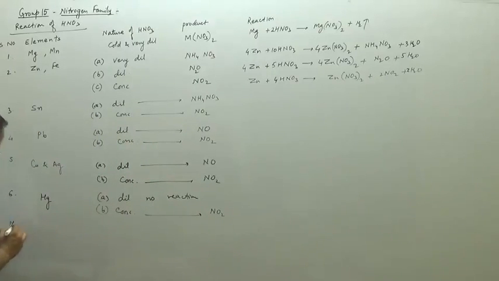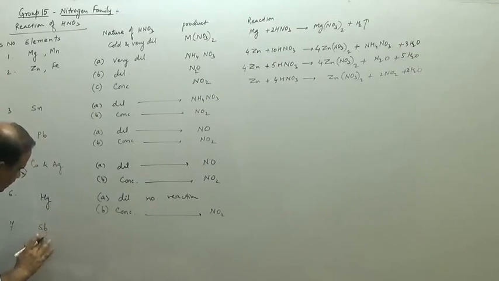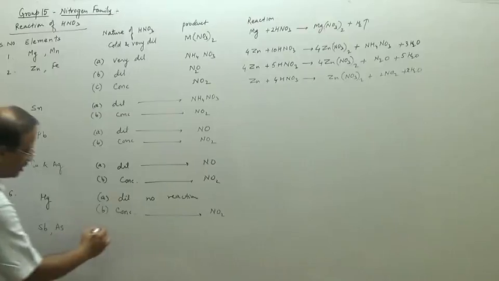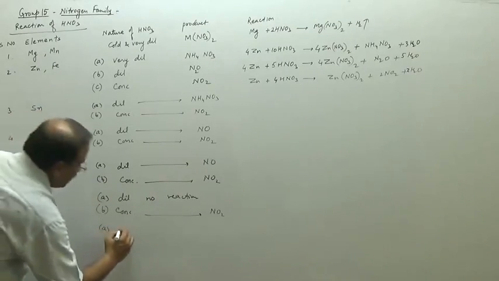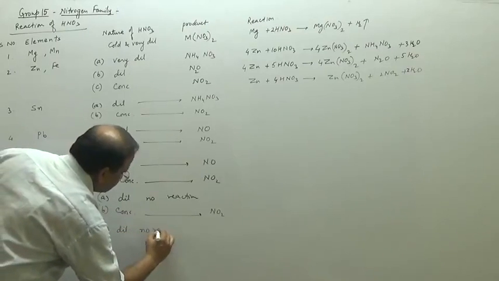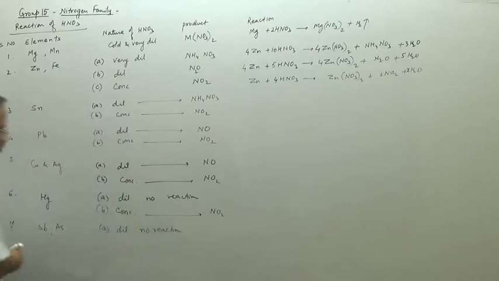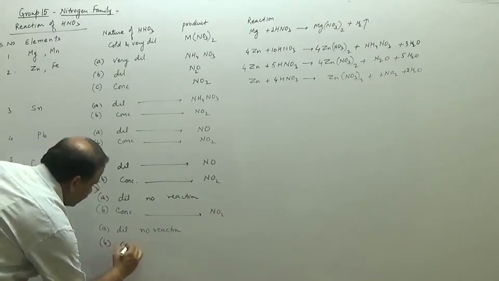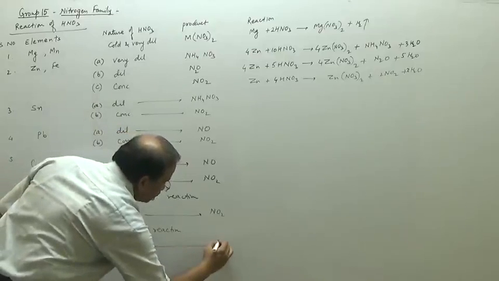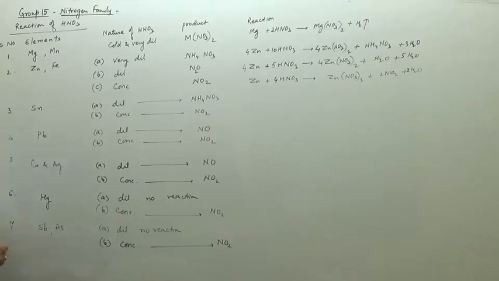Similarly, in case of other metals like antimony and arsenic, Sb and As, when it is dilute, there is no reaction. With concentrated, NO2 is liberated in the reaction. A few reactions in these cases, with antimony and arsenic, form acids instead of oxides.